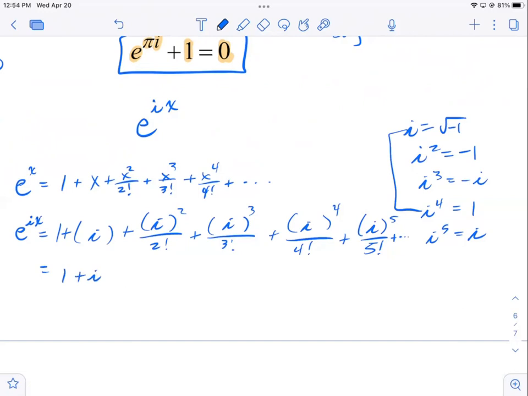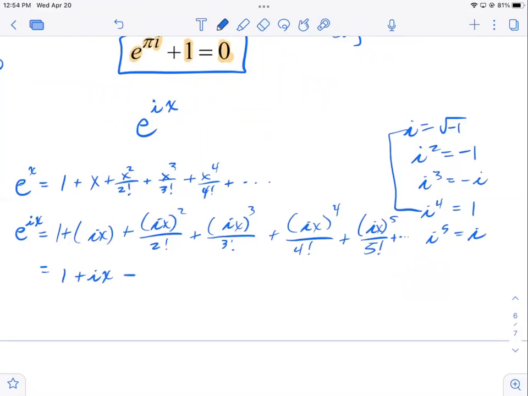Oh, I still need the x. I forgot the x. That's not good. I still need the x there. So this becomes plus i squared, which is -1, so that becomes a -1.